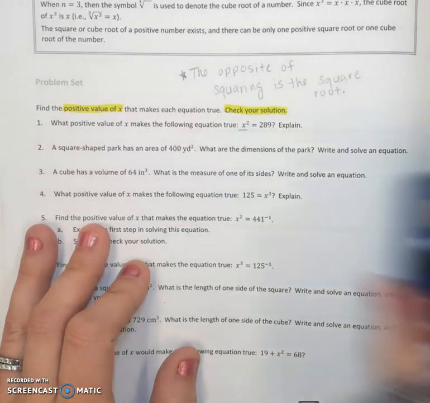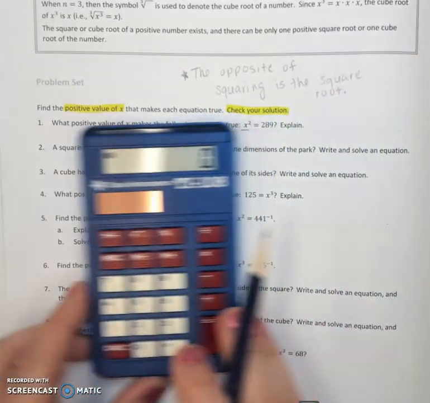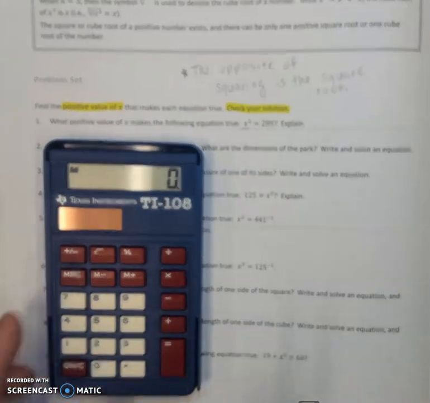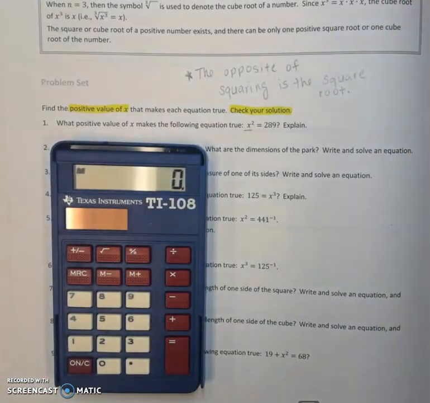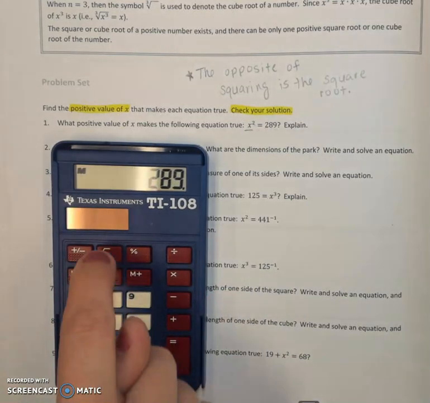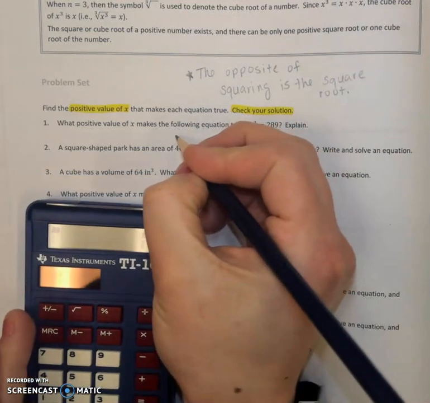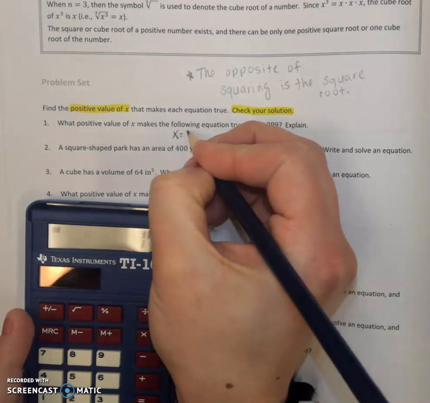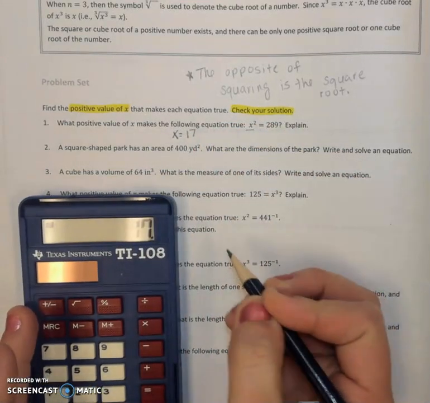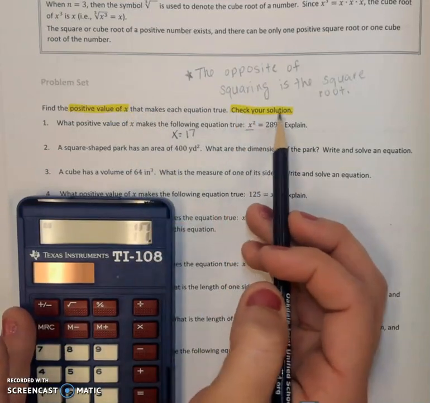So you guys can grab your calculator, and I need to find the square root of 289. So remember, 289, to find the square root, it's this button right here. The square root of 289 is 17. So I think x equals 17. Don't forget, that's the first part, that's finding the value of x, but I also need to check my solution.